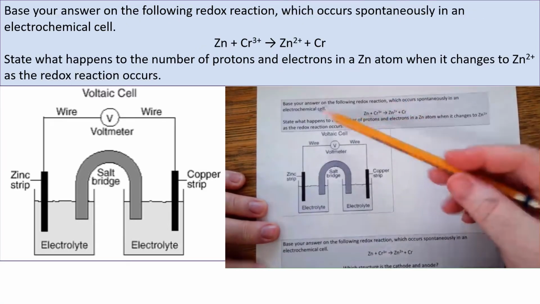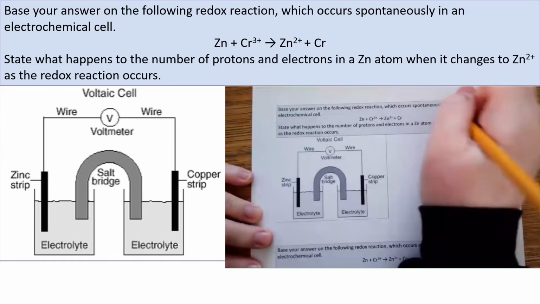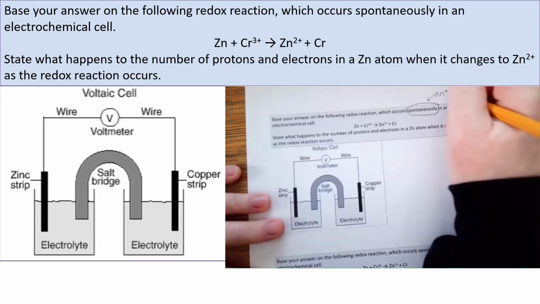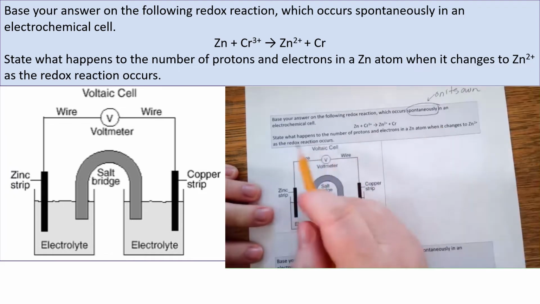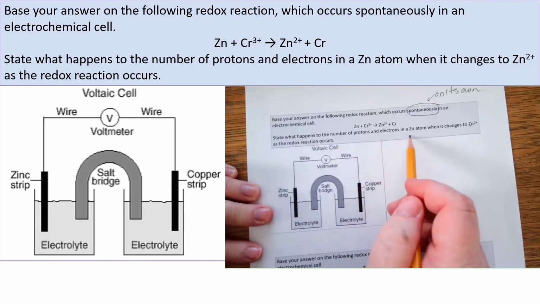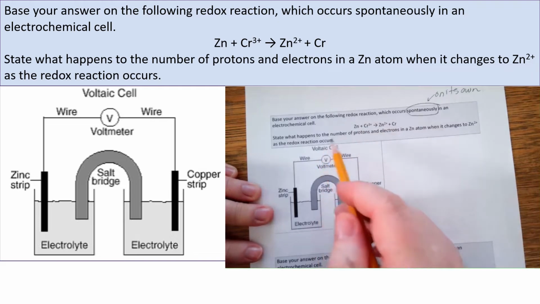Okay, let's look at this question. Base your answer on the following redox reaction which occurs spontaneously. What does spontaneously mean? On its own. Means I don't have to do anything to it. It just plain old happens. Okay? So now it says state what happens to the number of protons and electrons in the zinc atom when it changes to Zn plus 2 as the redox reaction occurs.